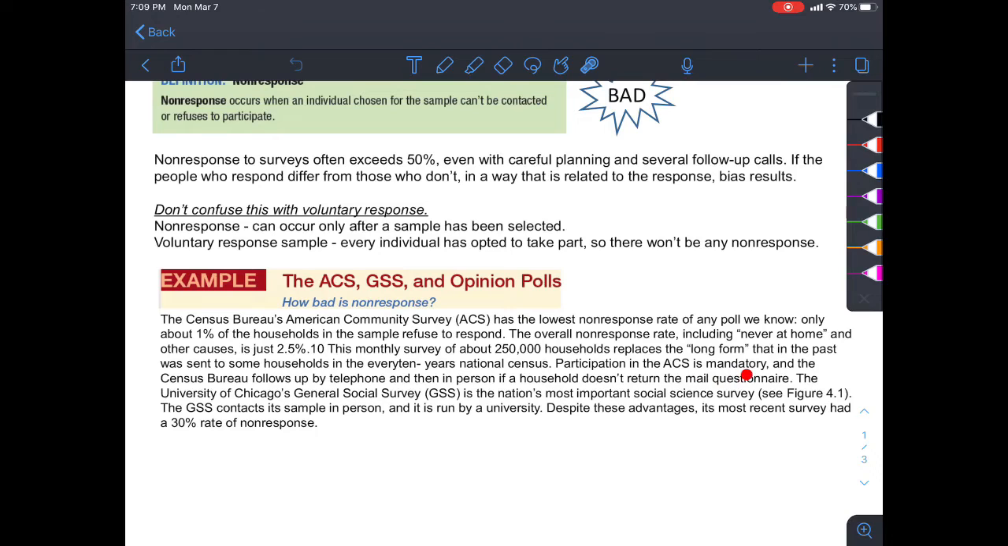Participation in the ACS is mandatory, and the Census Bureau follows up by telephone and then in person if a household doesn't return the mail questionnaire. The University of Chicago's General Social Survey is the nation's most important social science survey, and the GSS contacts its samples in person, and it is run by a university. Despite these advantages, its most recent survey had a 30% rate of non-response. This shows that even if you can get good samples and contact people, it's really hard to get everybody to respond. With 30% non-response, only 70% of the people responded; 30% refused to respond or could not be reached.